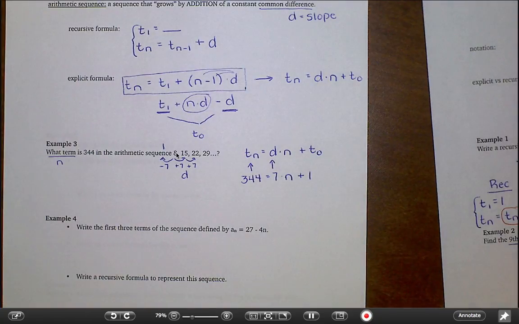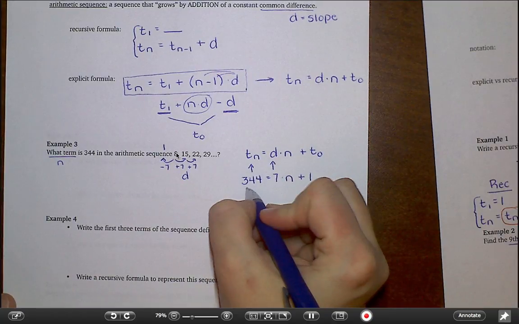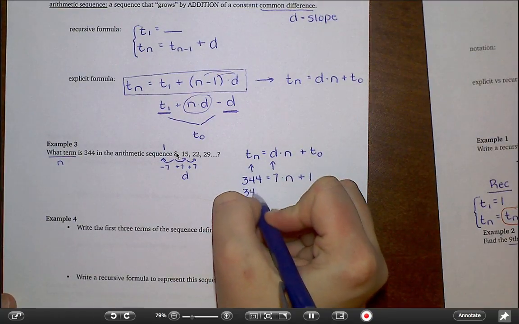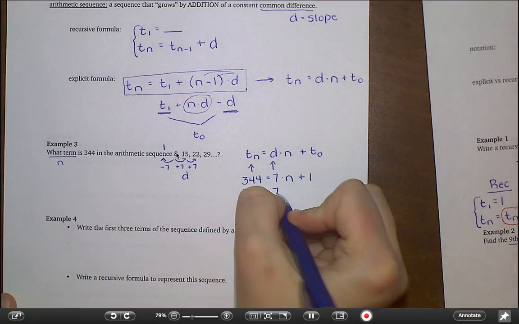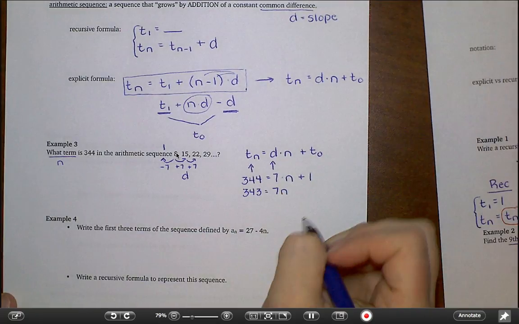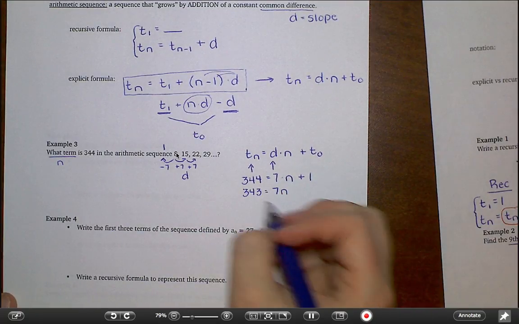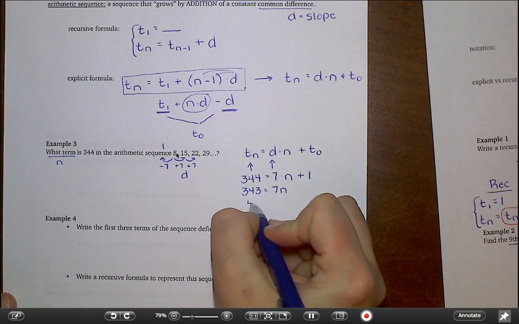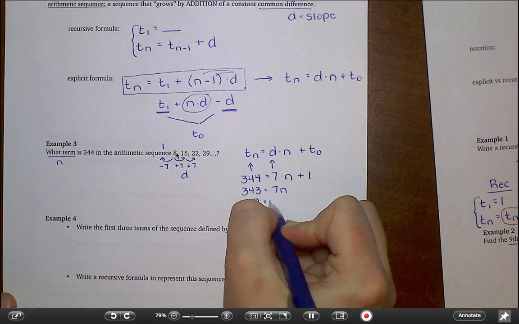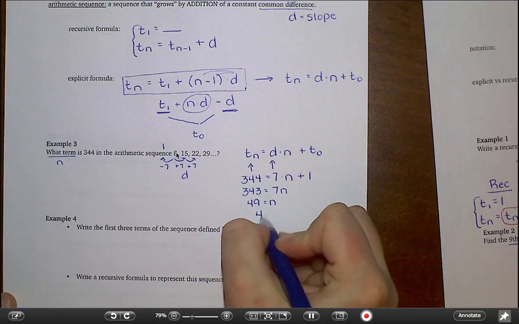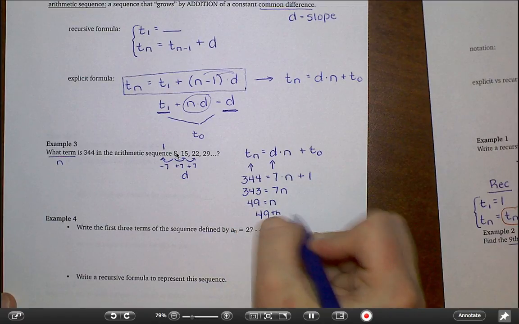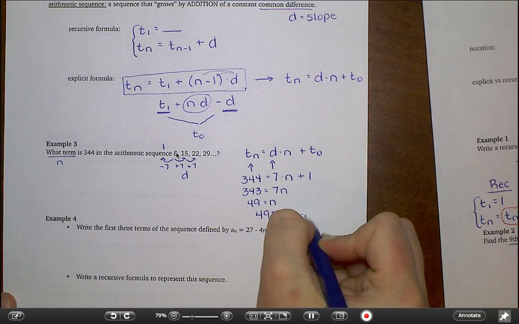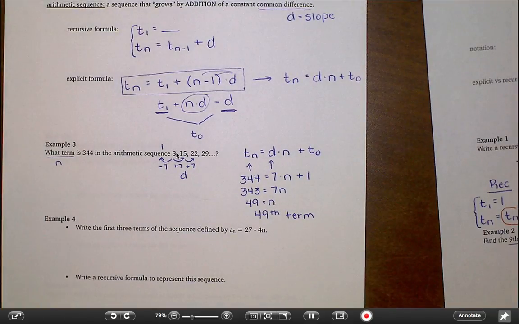And so I end up with this, 344 equals 7n plus 1. Subtract 1 from the other side, so I get 343 equals 7n, and then I do believe that is going to be 49 when I divide by 7. So it's the 49th term that we just found. Again, that would take a long time if you were doing it recursively.